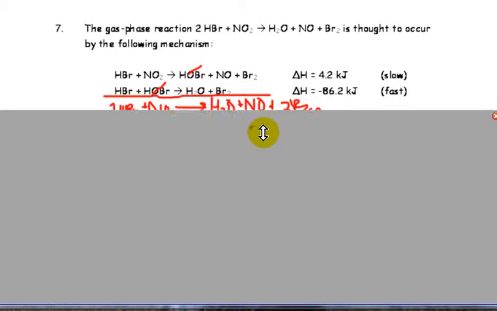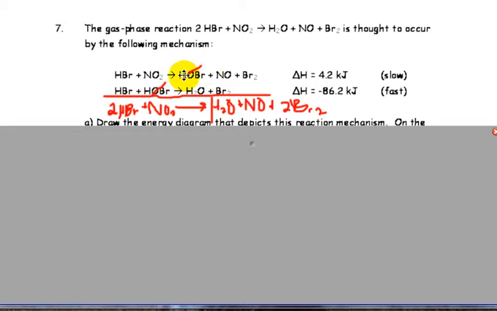Okay, if you had a chance to do that, you would see that the HOBr and the HOBr cancel out. 2 HBr plus an NO2 yields H2O, NO, and you can see we have 2 Br2s there. So we have 2 steps, 1, 2. First one's slow, second one's fast. So this one's going to be a higher hump.